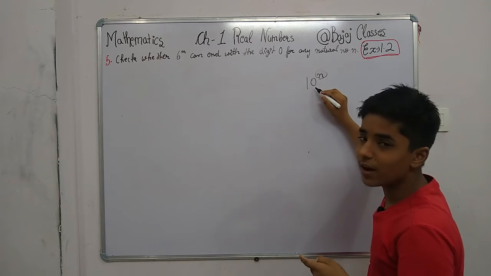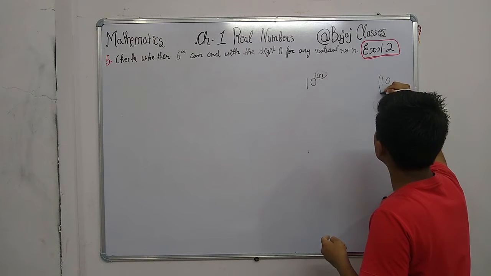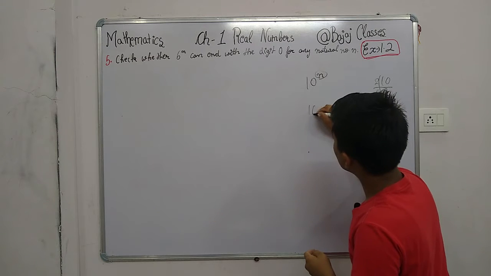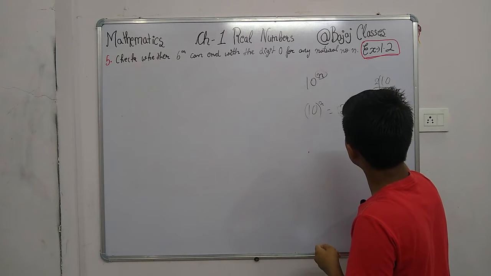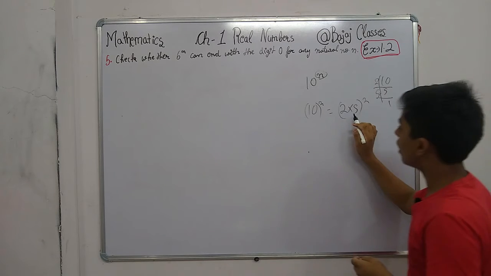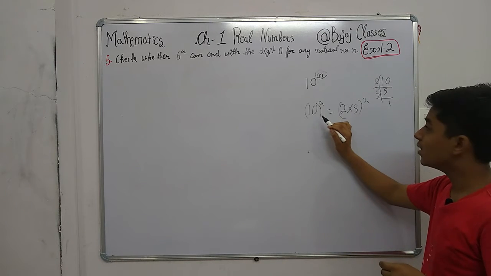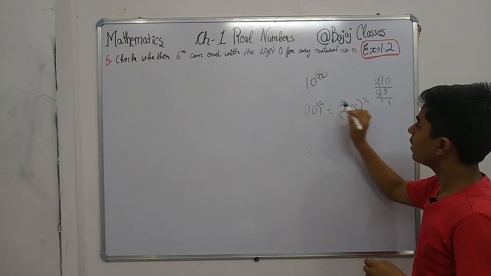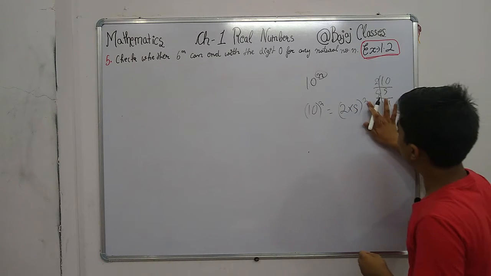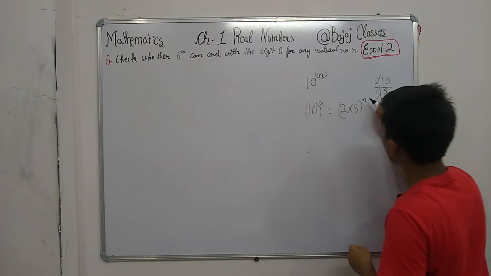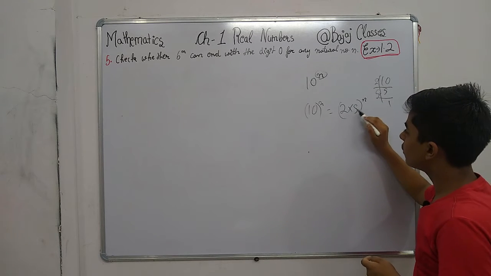Now what are the factors of 10? 10 is 2 into 5. So 10^n equals (2 into 5)^n, because 2 into 5 equals 10. If you raise 10 to the power n, by the same number we raise 2 into 5 to the power n.